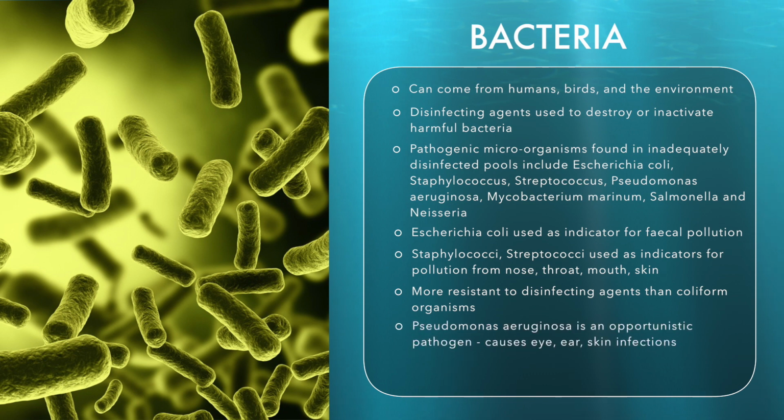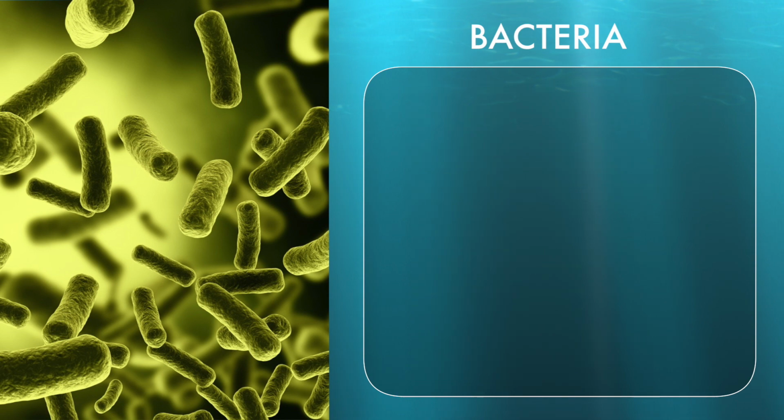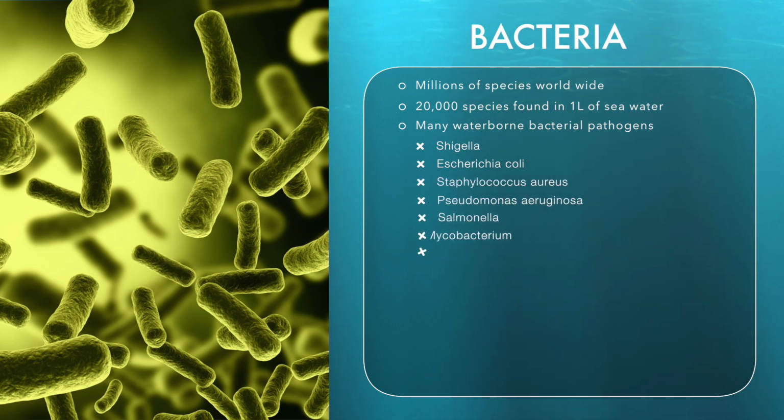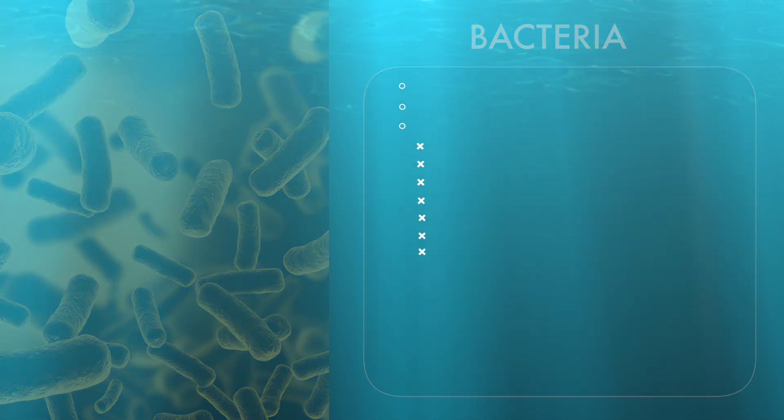Pseudomonas aeruginosa is an opportunistic pathogen which can cause eye, ear, and skin infections. Mycobacterium marinum causes skin granulomas, and it can be found on wet pool surrounds. Examples of bacteria. Many millions of species worldwide. 20,000 species found in 1 litre of seawater. Many waterborne bacterial pathogens: Shigella, Escherichia coli, Staphylococcus aureus, Pseudomonas aeruginosa, Salmonella, Mycobacterium, Legionella.